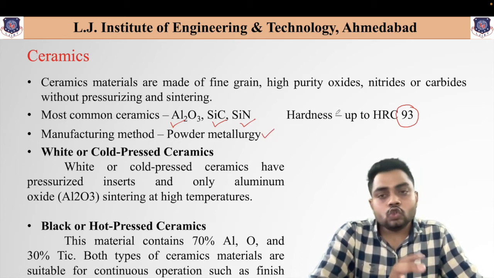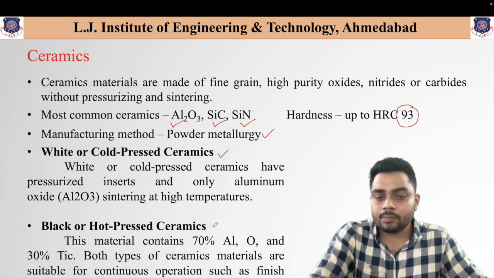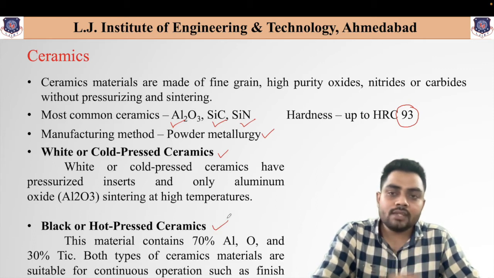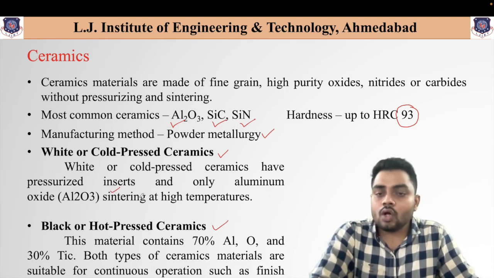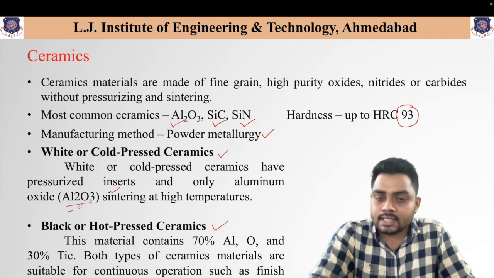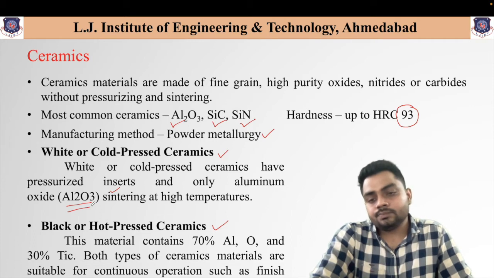There are two different types of ceramics available. It may be white or cold pressed ceramics, or black or hot pressed ceramics. That means based on how they are manufactured, these ceramics are divided. These white or cold pressed ceramics have pressurized inserts, and they have only Al2O3, that is alumina, available, and it is manufactured at high temperature.